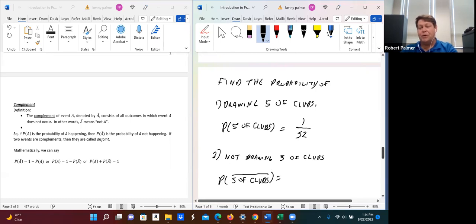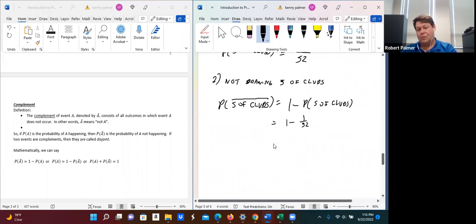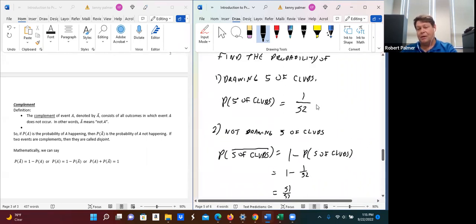Okay. The easiest way to do that is to use the complement idea again. Because think about those as complements. If we're going to draw some card, we'll either draw the 5 of clubs or a card that's not the 5 of clubs. So I can write this as 1 minus the probability of the 5 of clubs. And that's going to be 1 minus 1 over 52. And then that will be 51 over 52.